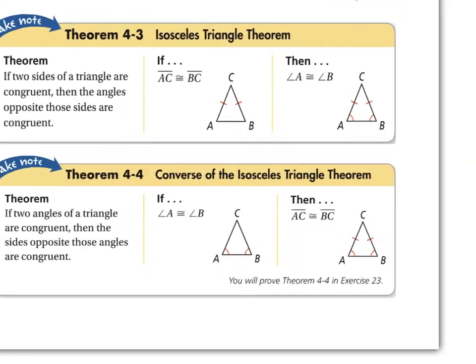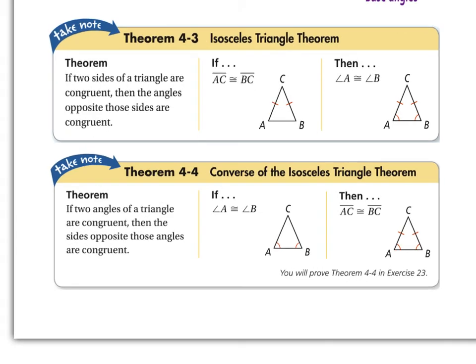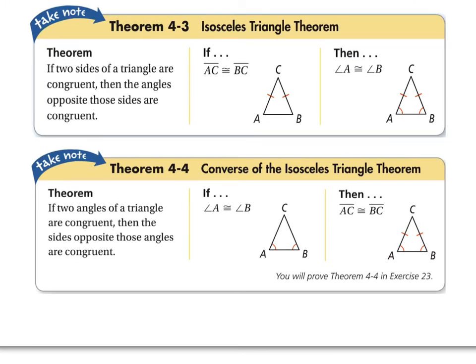Now, we've got two theorems here as well: the isosceles triangle theorem and the converse of the isosceles triangle theorem. Yes, you are going to want to add these to your tool belt, because you are going to use these in proofs. The isosceles triangle theorem states that if two sides of a triangle are congruent, then the angles opposite those sides are congruent. In other words, if AC and BC are congruent, then the two angles of the triangle opposite of them are congruent as well. Again, these angles are opposite of the sides. So angle A and angle B would be congruent to each other.